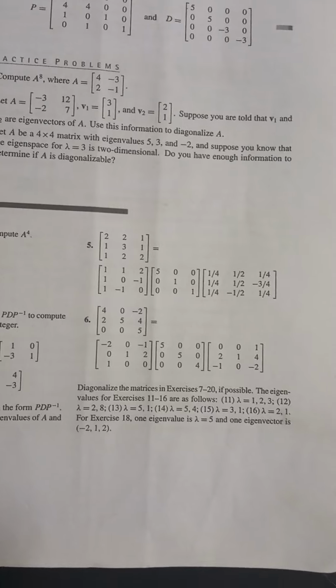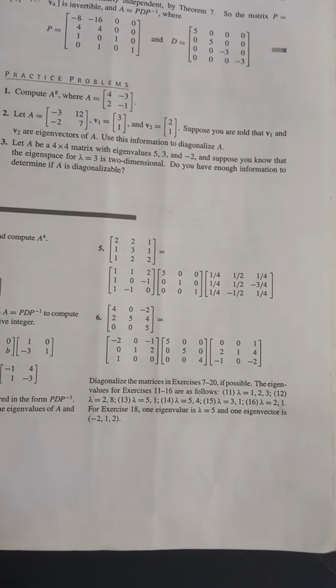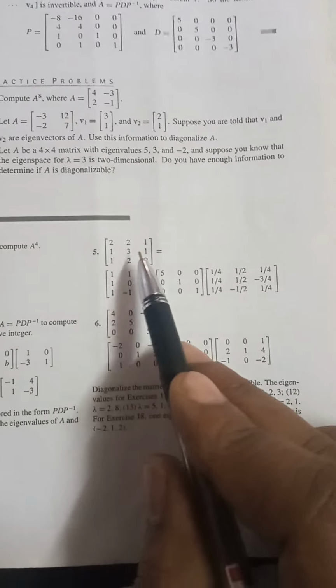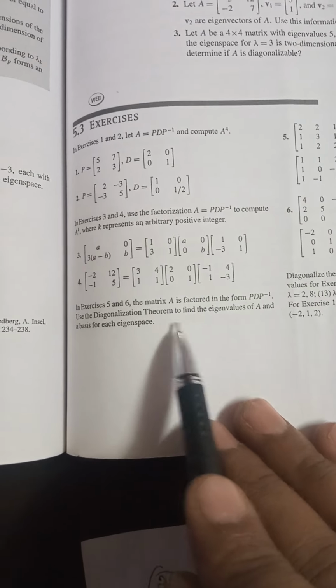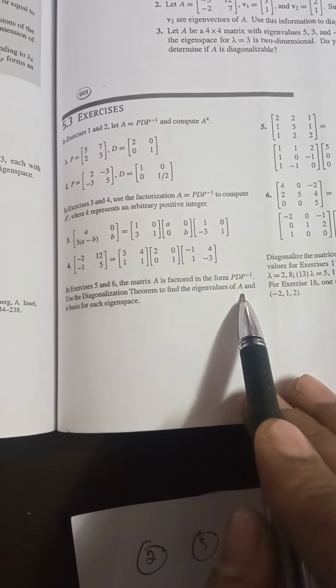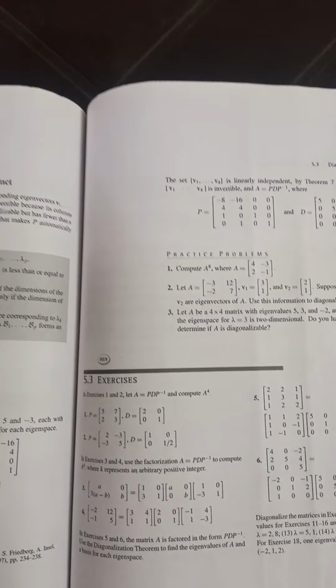1 by 4, 1 by 2, 1 by 4; next is 1 by 4, 1 by 2, minus 3 by 4; 1 by 4, minus 1 by 2, 1 by 4, right? This problem we are going to discuss. Now it is in the form of PDP inverse. Now what we have to find out: use the diagonalization theorem, find the eigenvalues of A and an eigenbasis for each eigenspace.